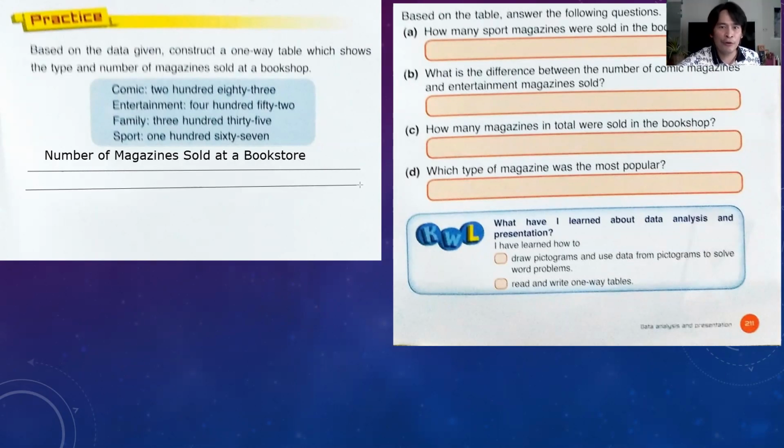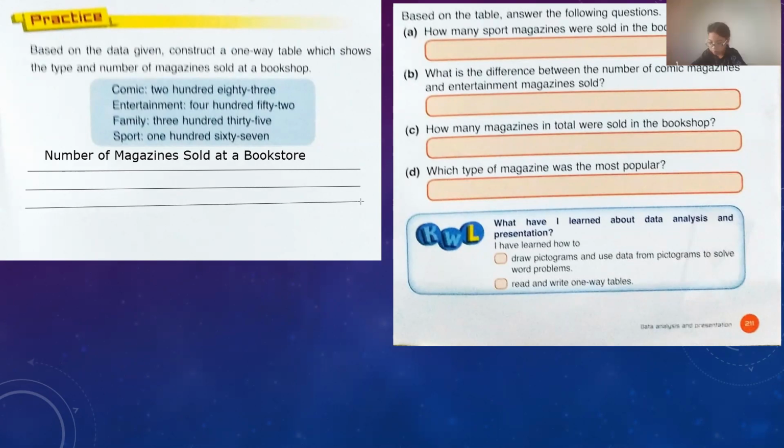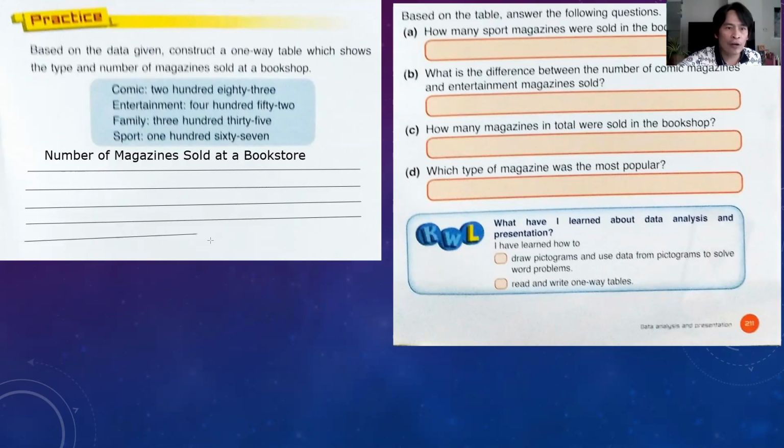Okay, so I drew one row. Then the second row. Teacher, I draw only 4. It should be 5. It should be 5 because 1, 2, 3, 4: comic, entertainment, family, sport. 4. You always add 1. 1, 2, 3, 4. So you have to add 1.